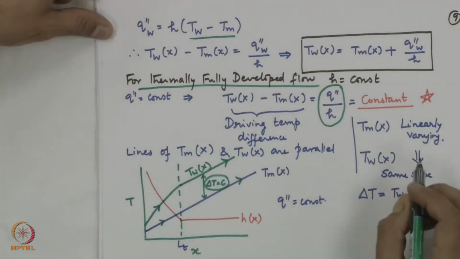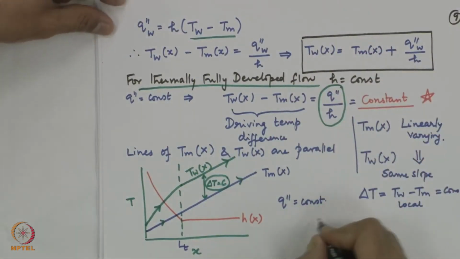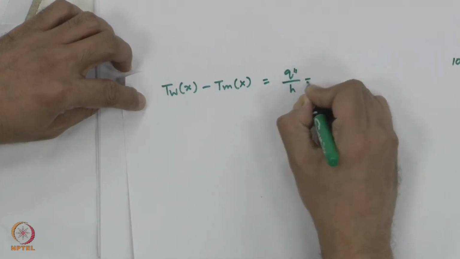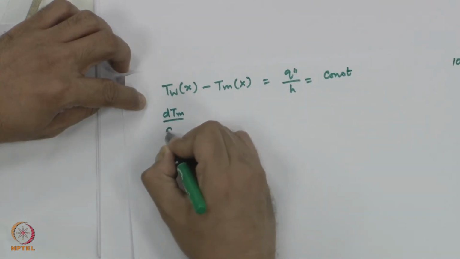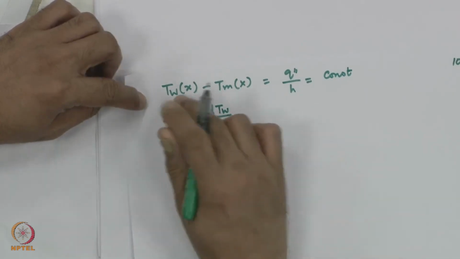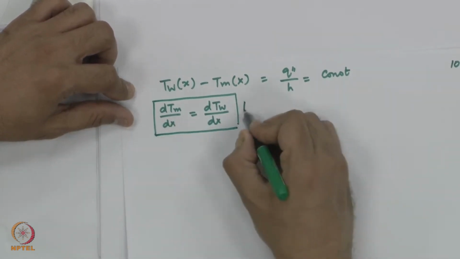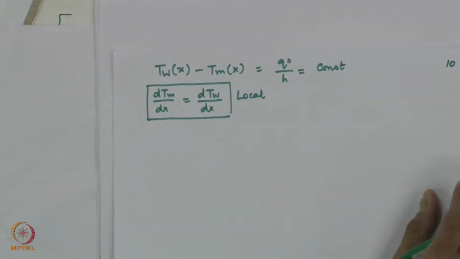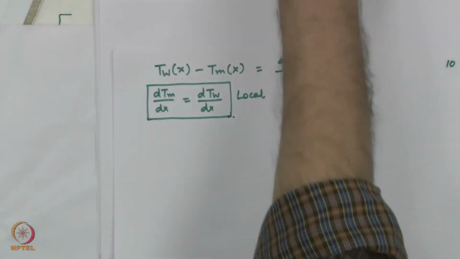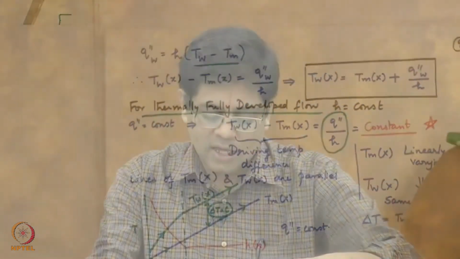In the thermally fully developed condition, the driving temperature difference remains constant and therefore we get these two lines as parallel. What did we show? Because this equation is valid, I can also write, because T wall local minus Tm local is equal to q double prime by h, which is equal to constant, dTm by dx would be equal to dTw by dx. Take the differential with respect to x, the derivative of a constant would be 0, you can take the derivative to the other side. So, the local gradients dTm by dx and dTw by dx are both equal. Obviously, that is the case because you have a straight line relationship and both lines are parallel. So, the slope is the same, the gradient is the same. So, it is not a surprise.